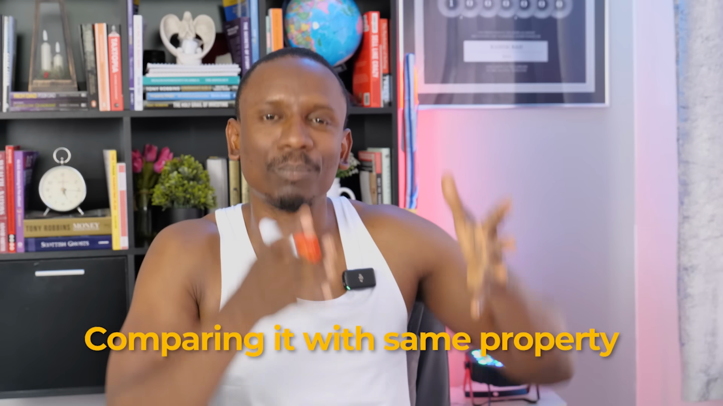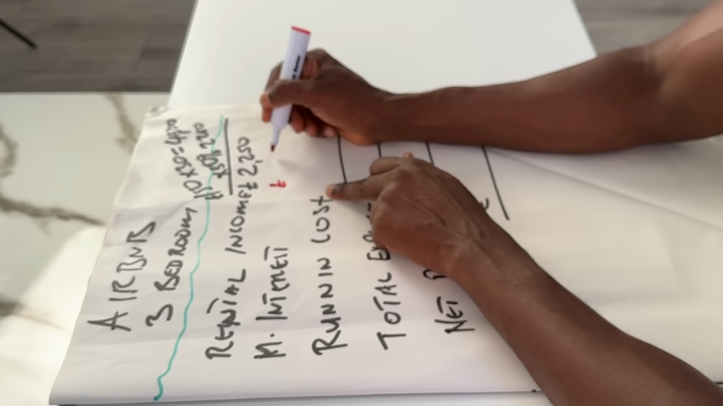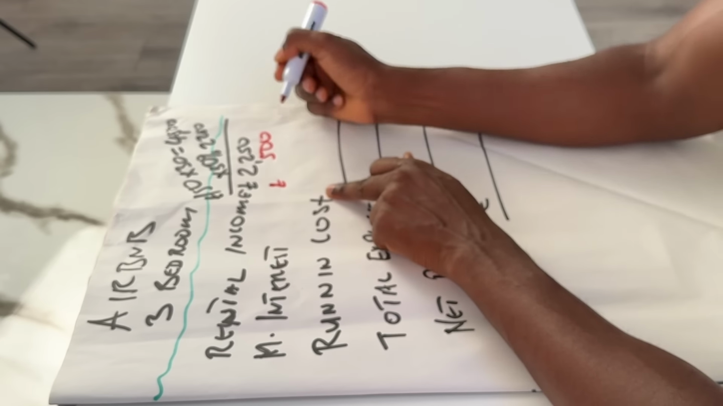So obviously the mortgage interest payment would be exactly the same amount. Why? Because we're comparing it with the same property, so the interest would be exactly the same. So if you look at that, the interest would be £500.